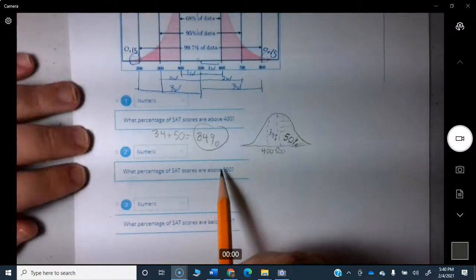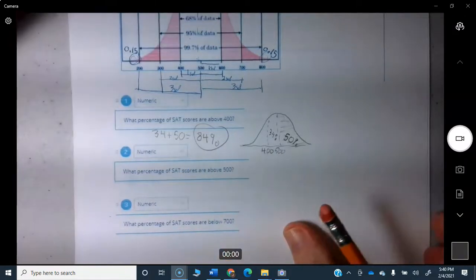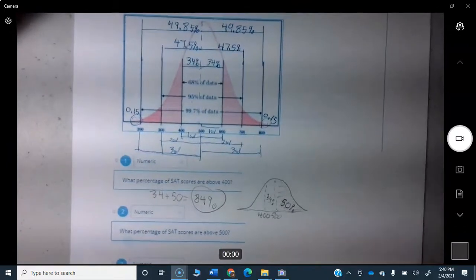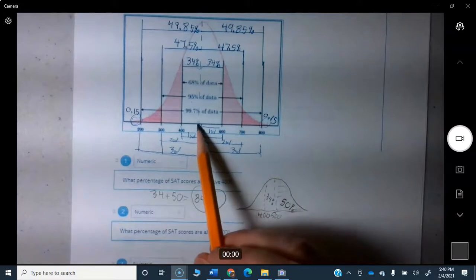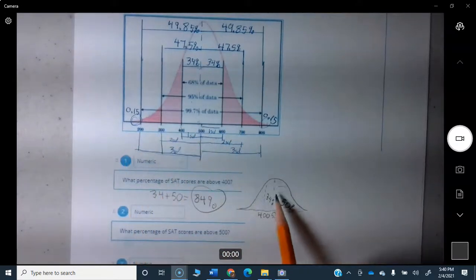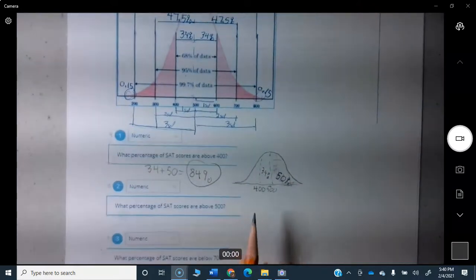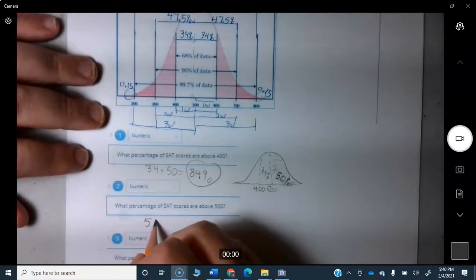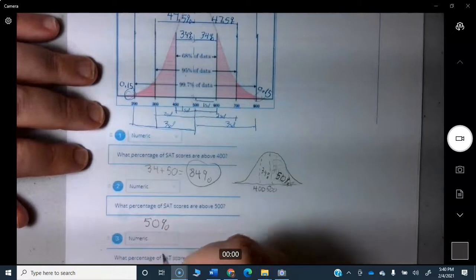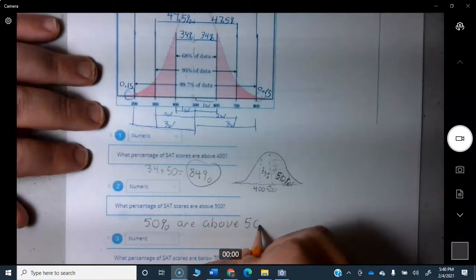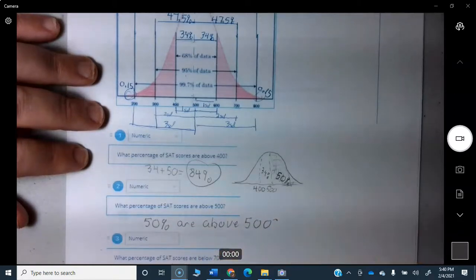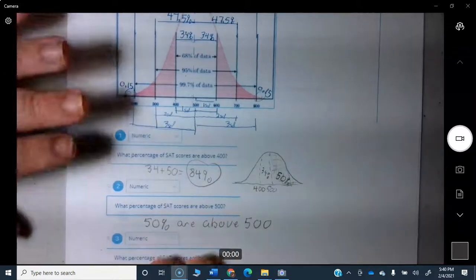What percentage of SAT scores are above 500? Well, that's easy. That's easier than this one. It's half. 500 is the mean, so half of them are to the right, 50%. Half of them are to the left, 50%. So that's just this shaded portion that I did right here, 50%. So in this case, I'll do it as a complete sentence answer. 50% are above 500, and 50% are below. That's the answer. That's all you need to write.